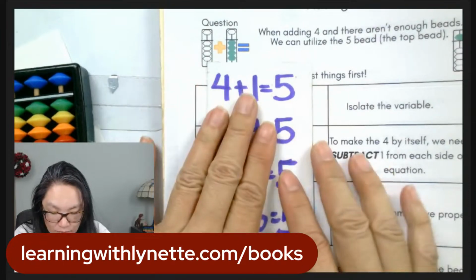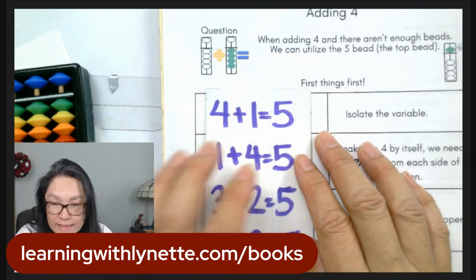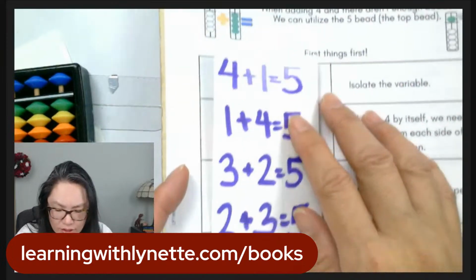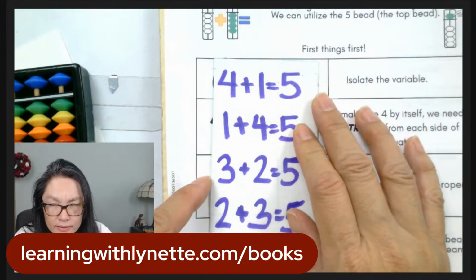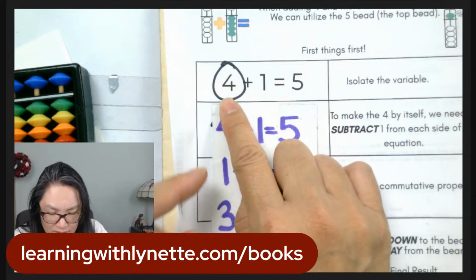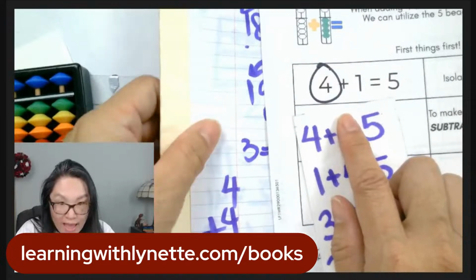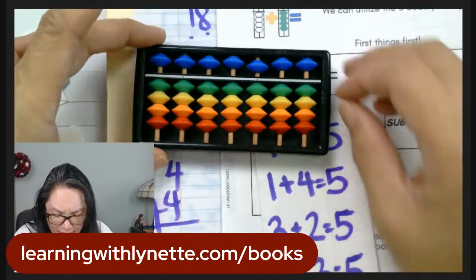So what does that mean? Well, this is the addition sentence, addition expression, I guess what you call it. So what we're going to do is isolate this variable. Why are we going to do that? Because we want to add a 4. Why are we trying to add the 4? Because if you notice, we don't have enough beads to add the 4.